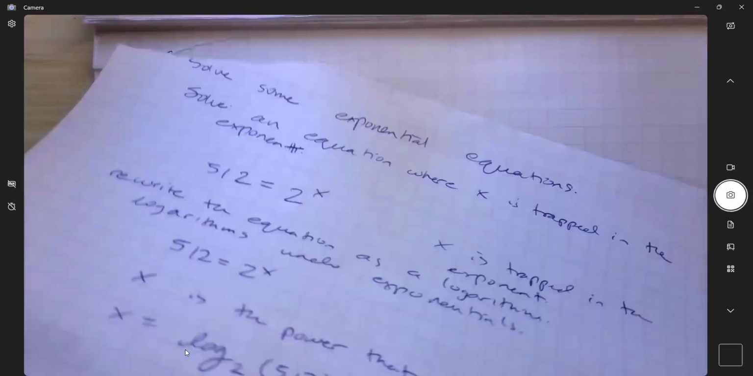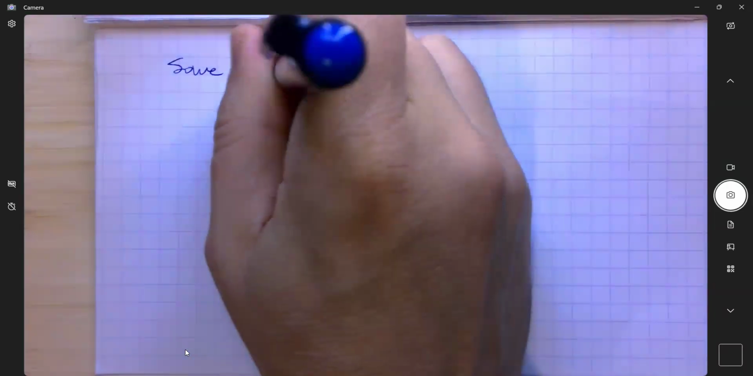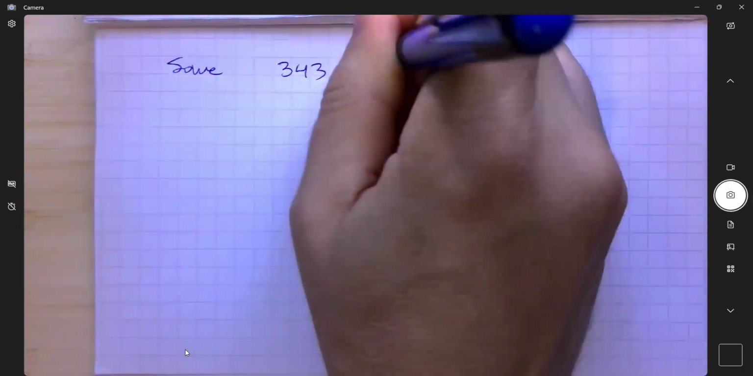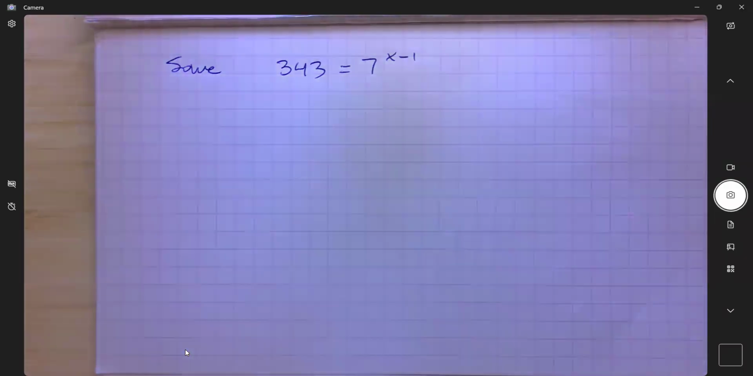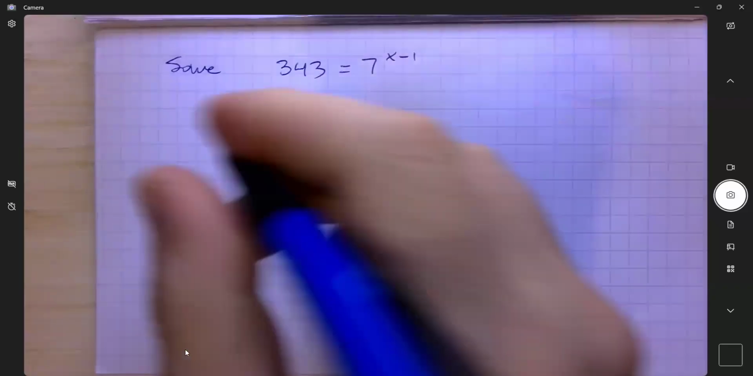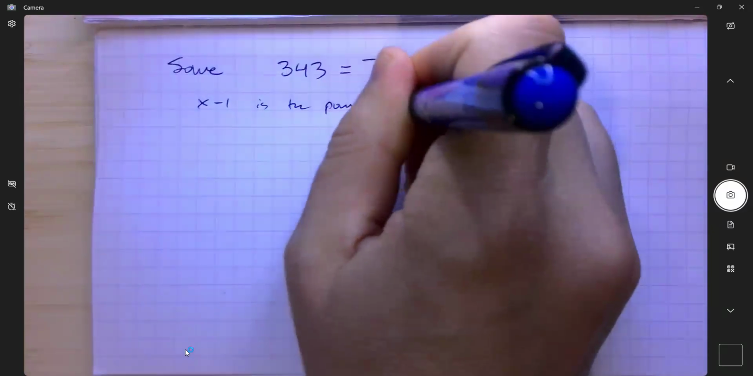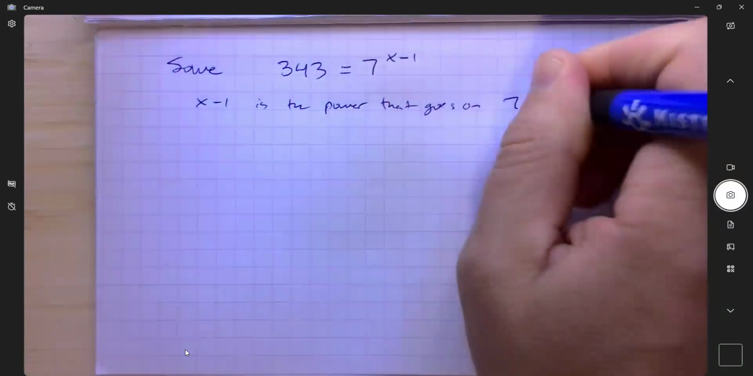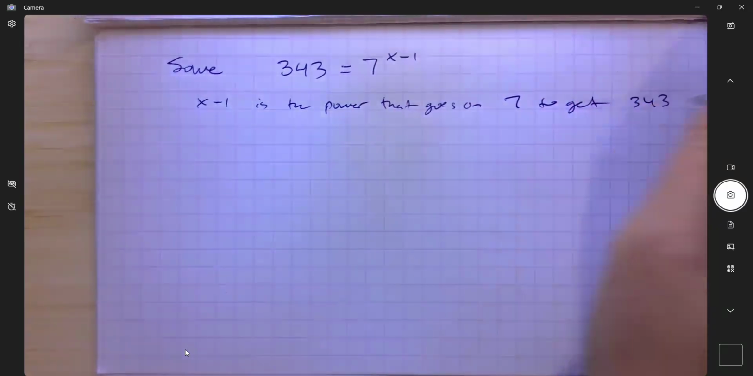There's another way I do it, and I'm going to show you that because it can be a little faster than writing it in words. So let's solve, let's see, 343 equals 7 to the x minus 1. This is an exponential equation because the x is trapped in the exponent. So I could write it as x minus 1 is the power that goes on 7 to get 343.